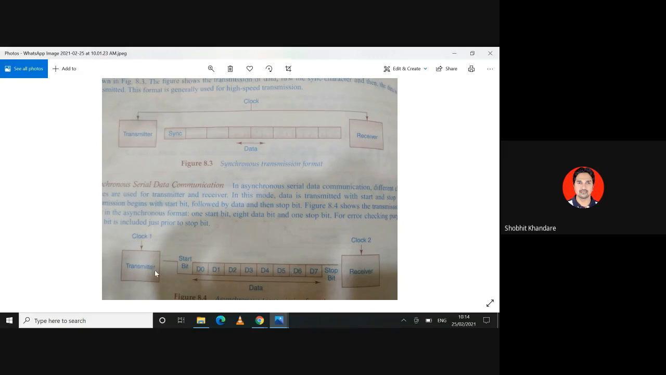So first the transmitter will send the start bit, after that it will send D0, D1, D2 up to D7, after that it will send the stop bit. Now sometimes before the stop bit and after the D7 bit, we can also set the parity bit. That is for error checking. Because it also happens that during the transmission these data bits may get manipulated, or because of an error, a 0 can become 1 and a 1 can become 0. So that is why before the stop bit I can set the parity bit.